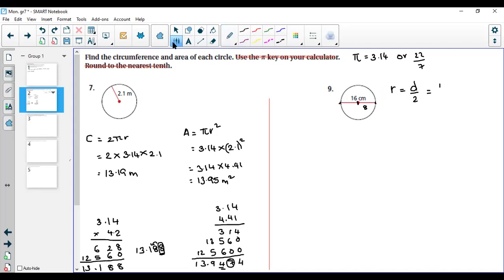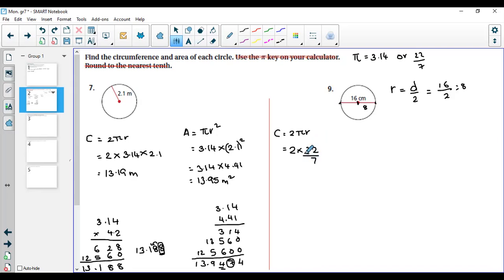Okay, so 16 divided by 2, the radius is going to be 8. Fine, so we know the radius now. Let's find out the circumference. Now here I am doing it using this value, 22/7. If you want, you can use 3.14 also, no problem. So the formula is 2 pi r, which means 2 multiplied by 22/7. Now listen to me very carefully.